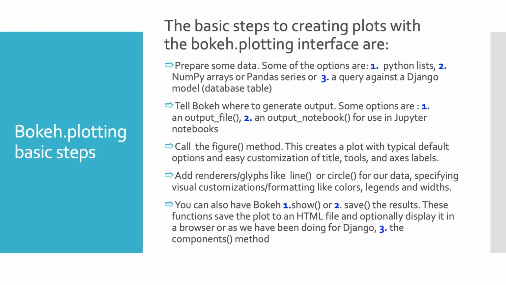Then we tell Bokeh where we want to generate the output. Some options are in an output file, in an output notebook, for instance, Jupyter notebooks. And of course, this is not something we're doing because we're integrating with Django and we're using the components method. Then we call the figure method. This creates a plot with typical default options and easy customization of titles and tools and axis labels. Then we add renderers or glyphs like line or circle for our data, specifying visual customizations or formattings like colors or legends or the width or the margin, things like that.